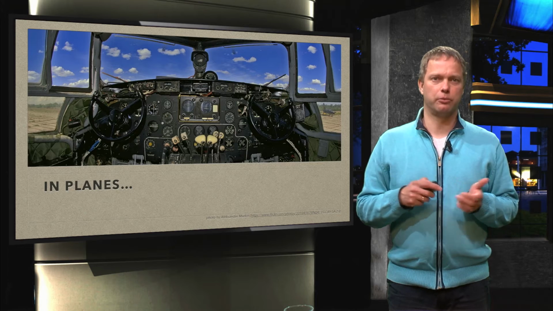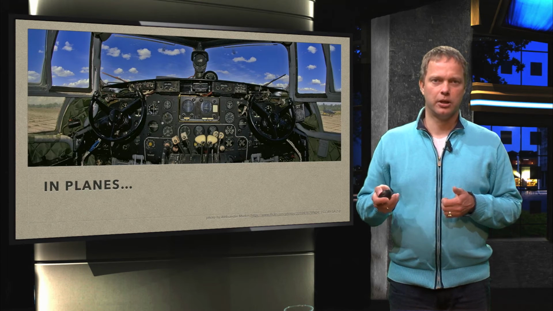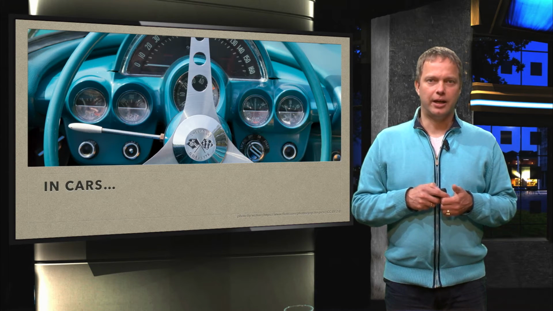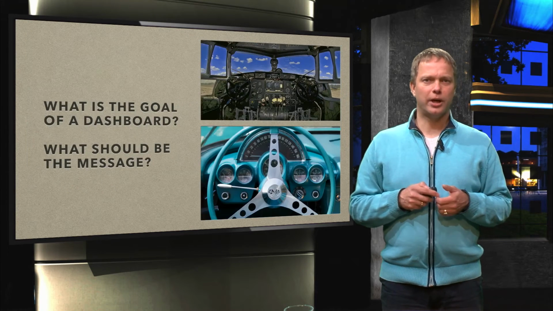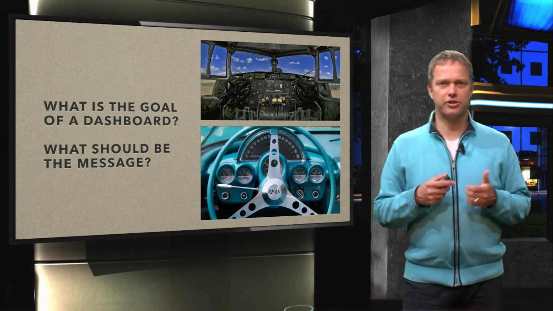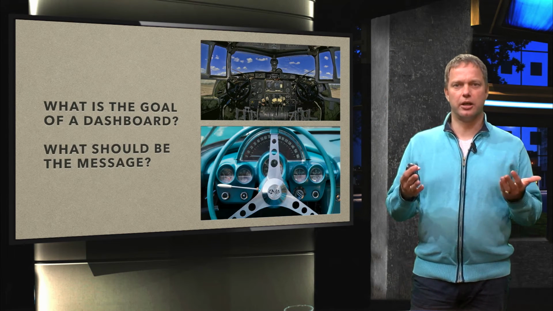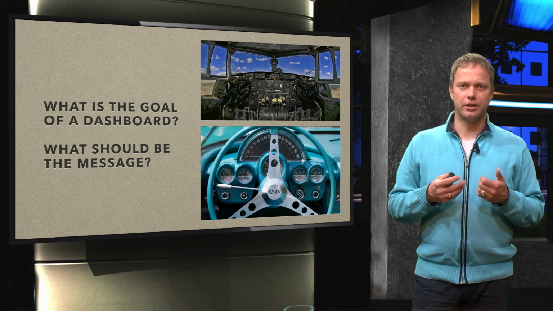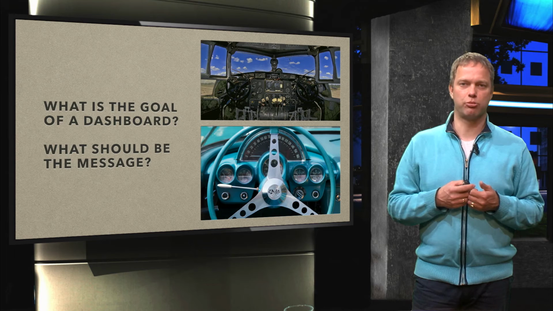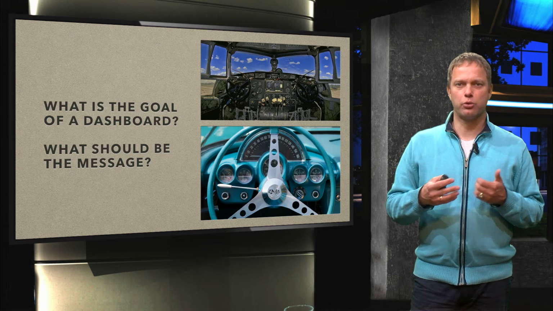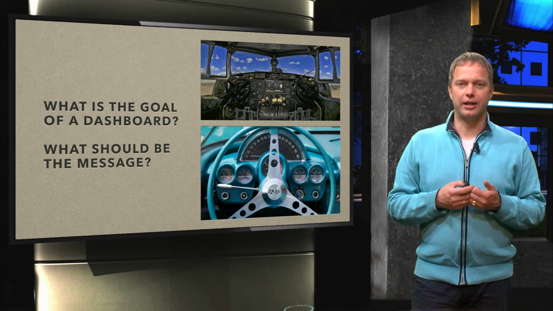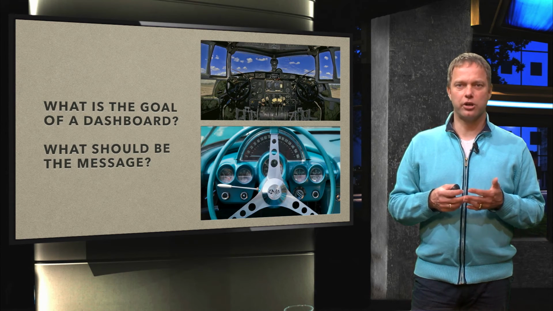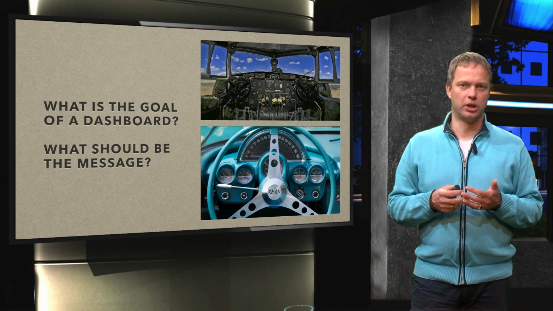Dashboards, we know them from planes, from a cockpit. We know them from cars, very beautiful cars. And the question is, why do we need a dashboard? Why does a plane have a dashboard? Why does a car have a dashboard? And if you think a little bit about it, then there is somebody behind the dashboard. And that person wants to go from A to B, and it needs to steer the machine, either the plane or the car, and to do so it needs information.